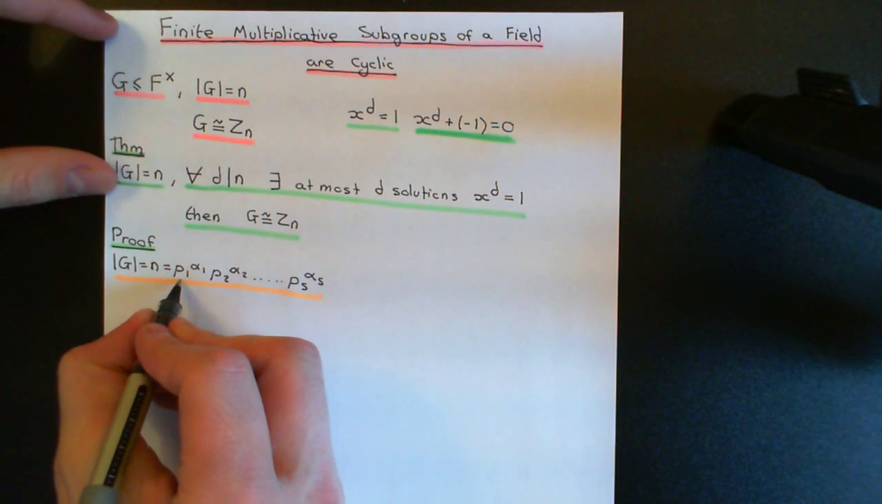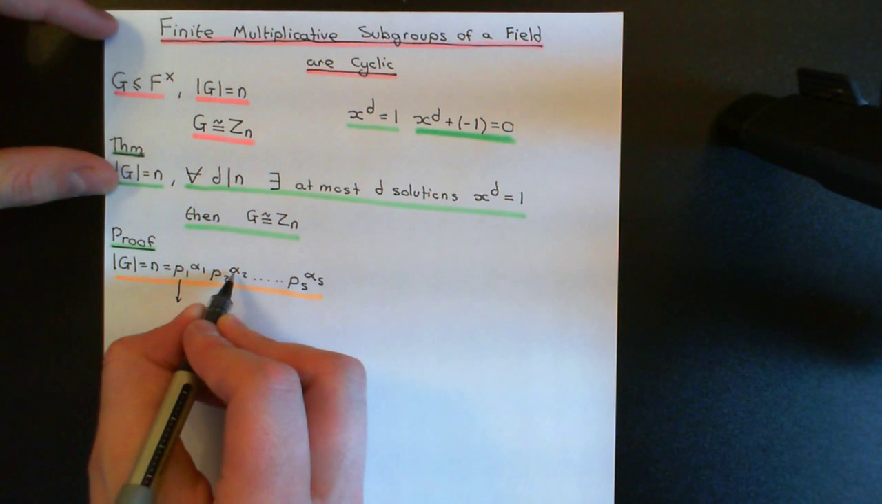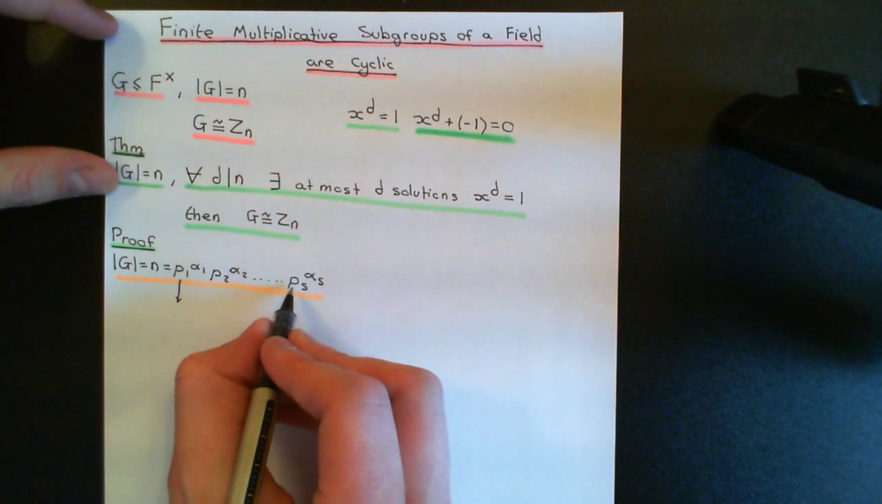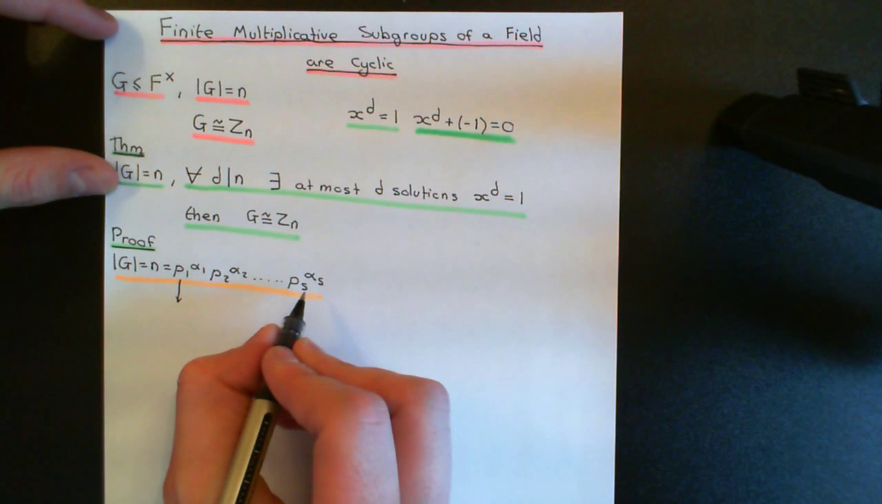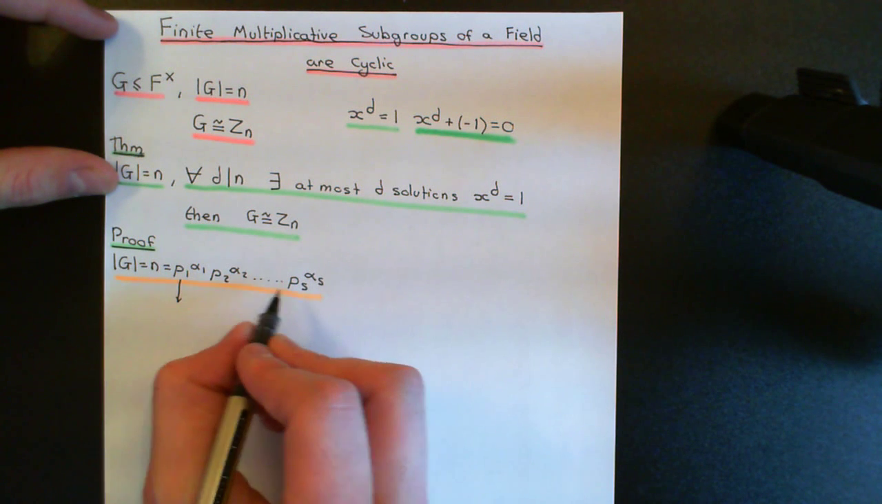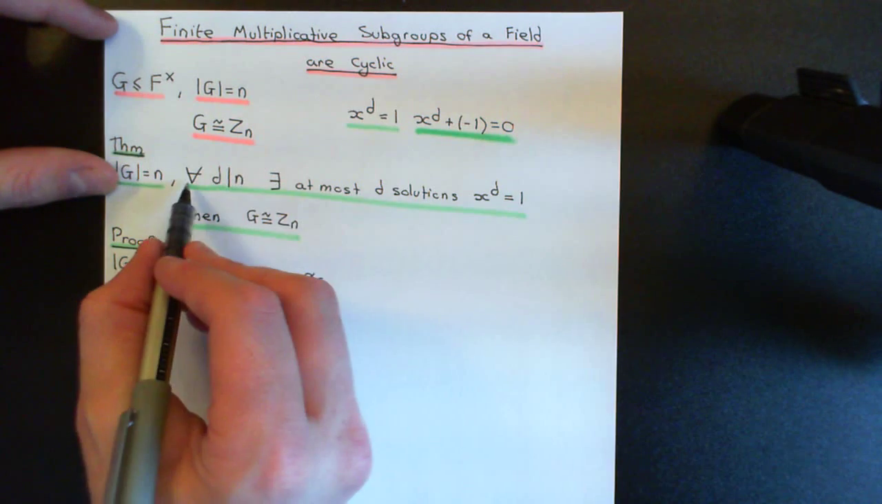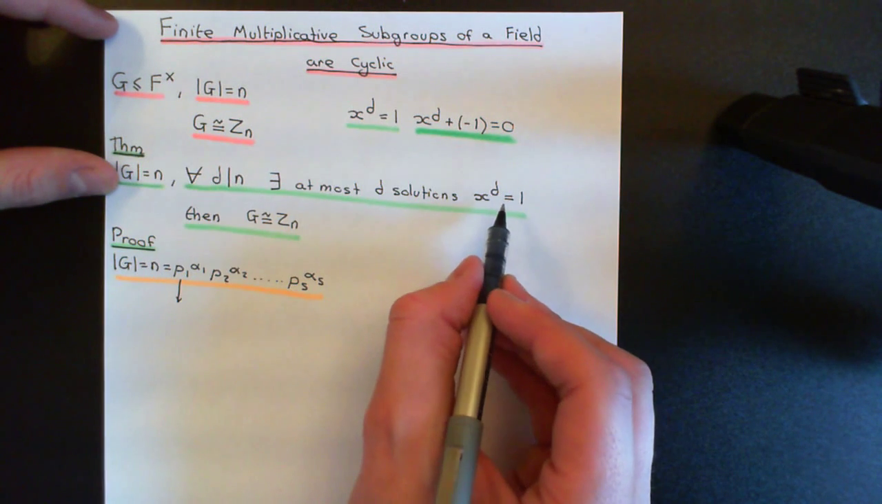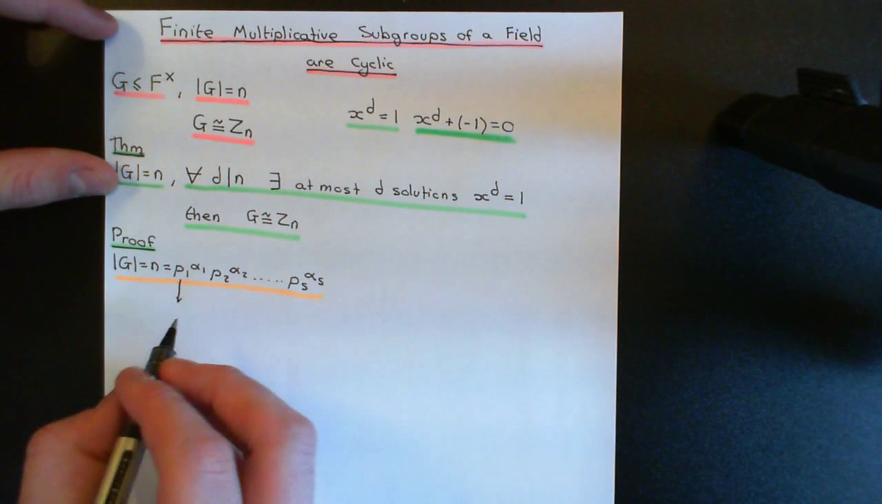It tells me about the existence of a subgroup of order p1 to the power of alpha 1, of order p2 to the power of alpha 2, and all the way up to ps to the power of alpha s. By the first Sylow theorem, at least one subgroup of each of these orders must exist inside the group. I claim that because this is true, only one Sylow subgroup of each size is going to exist.